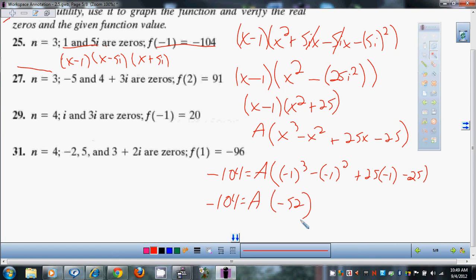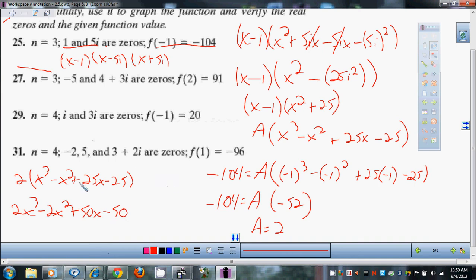Almost done. -104 equals -52a. How do I solve for a? Divide. And what's a going to be? 2. a is 2. So all you have left to do is go back and plug that in right here. So that's going to be 2 times x cubed minus x squared plus 25x minus 25, and it'd be better if you distributed it. 2x cubed minus 2x squared plus 50x minus 50. And you're done. This is your finished product.